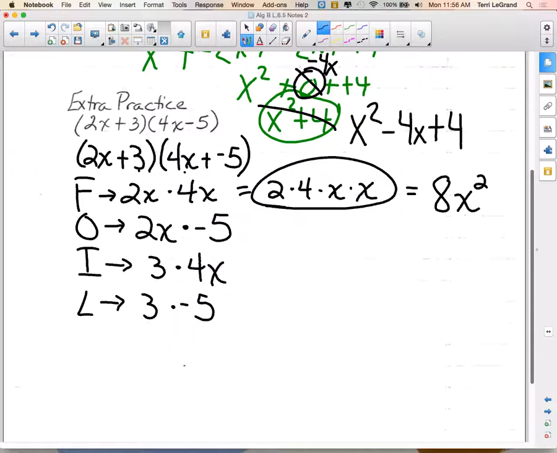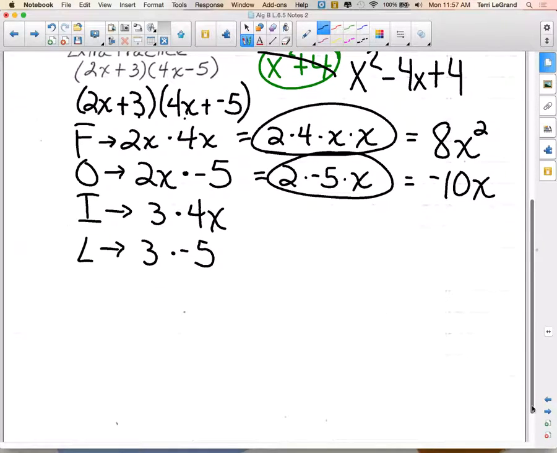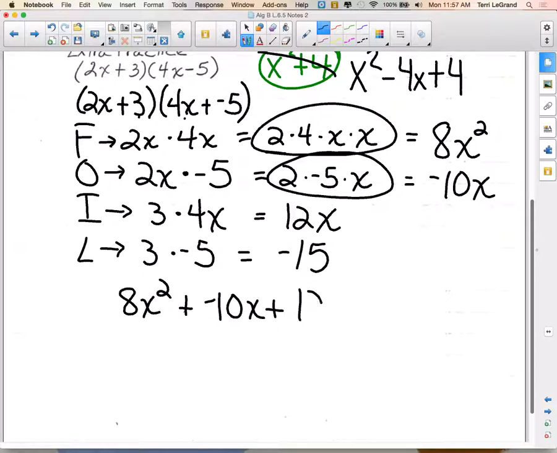Okay. 2x times negative 5. It's really 2 times negative 5 and then times the x. So after you do that, what's that become? Negative 10x. Okay. And the next one, don't we need to rearrange it even? 3 times 4 is 12, and there's nothing else to multiply that x by, so it's 12x, isn't it? And our last multiplication is? Negative 15. Okay. So ready to set up our addition problem. We have an 8x squared plus a negative 10x plus a 12x plus a negative 15.